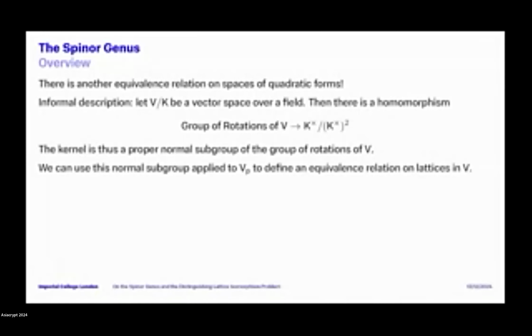in V. And in particular, we'll use this homomorphism from the group of rotations of Vp to some space modulo squares to define an equivalence relation on lattices in V. The partition that you get from modding out by this relation gives you a set of classes which are finer than the genus but coarser than the class. So we get an intermediate relation.